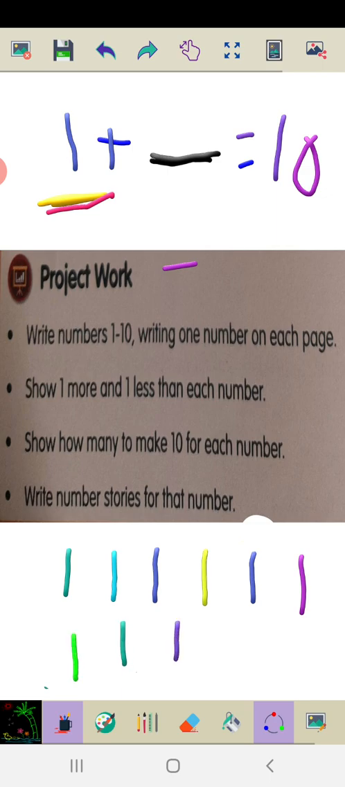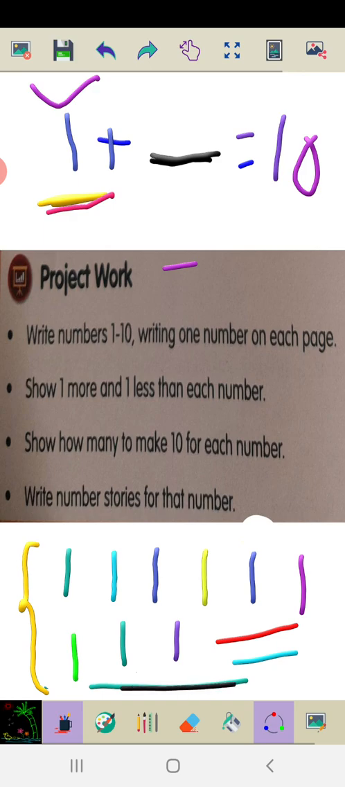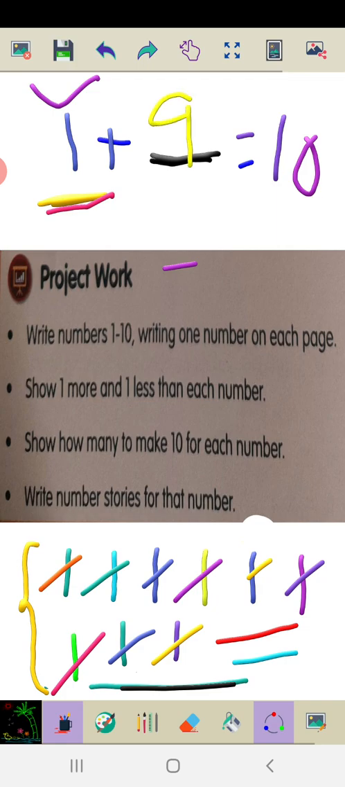Understood? If I add so many objects to 1, then this becomes 10. So how many objects are these? I need to count. 1, 2, 3, 4, 5, 6, 7, 8, 9. These are the 9 objects. So when I add 9 to 1, this becomes 10. So like that you need to do it for all the remaining numbers.